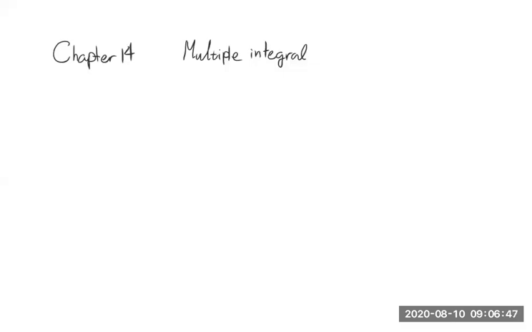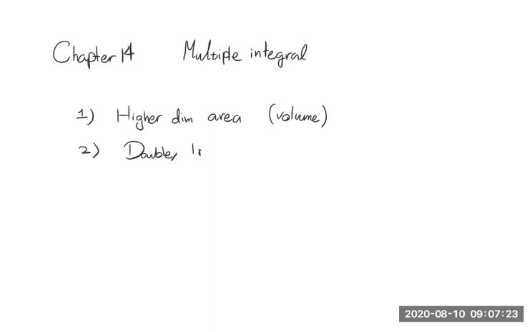Here we are going to see a few things in this chapter. For example, how to compute so-called area of some higher dimensional objects. Maybe I can write, we would see how to compute higher dimensional area using multiple integrals, or volume of solid region. And specifically, we would see double and maybe triple integrals.